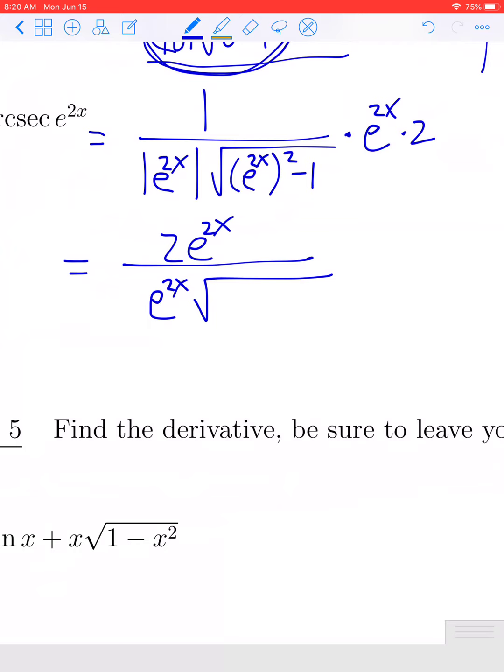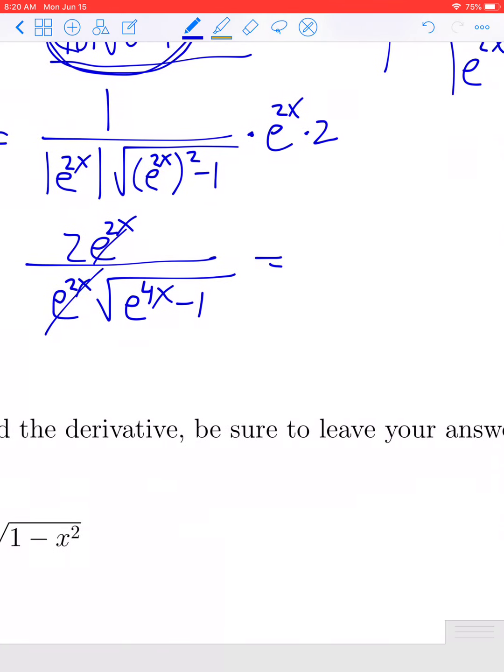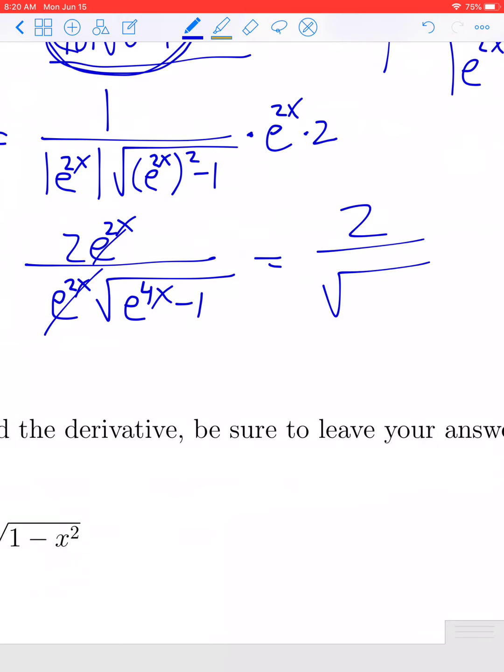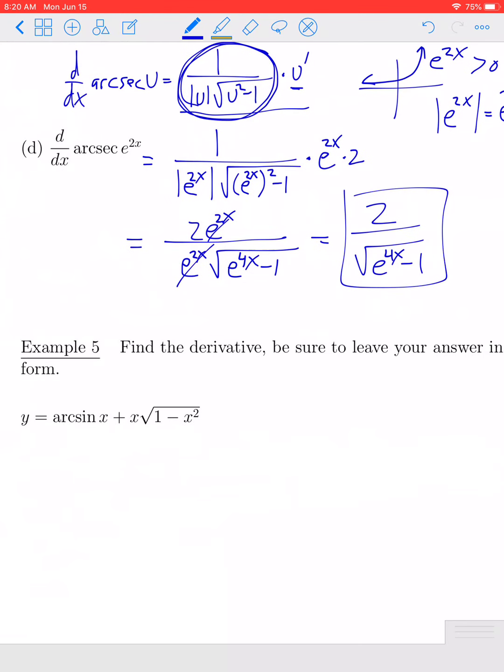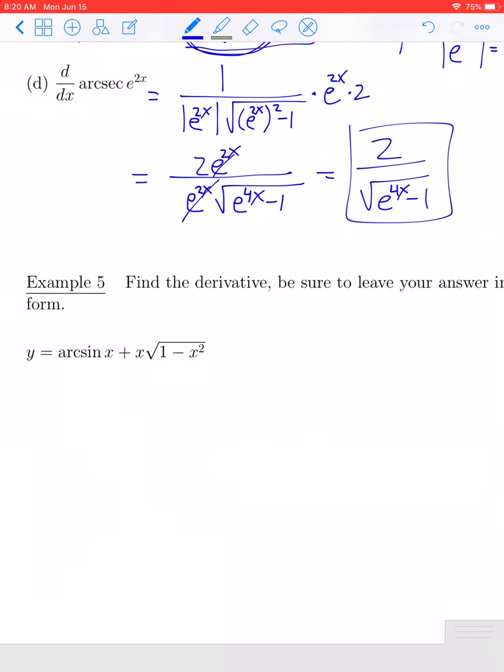Here we have e to the 2x squared, that's a power to a power. That's going to give us e to the 4x minus 1. And then from there we can cancel these out, and we get 2 divided by the square root of e to the 4x minus 1. So there you have it. The derivative of the arc secant of e to the 2x is 2 divided by the square root of e to the 4x minus 1.